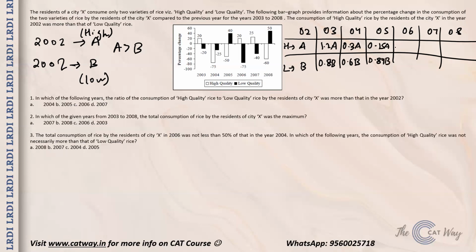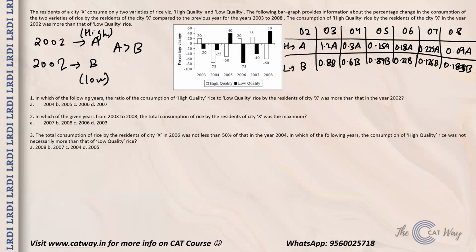Then in 2006 it became 0.18A, and this one became 0.21B. In 07 this one became 0.225A, and this one became 0.126B. And then coming to 2008 this one became 0.09A, and this one became 0.189B. All right. So this is the data that we have for the consumption. Now moving to the questions.